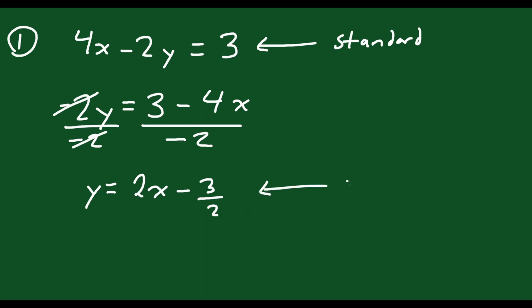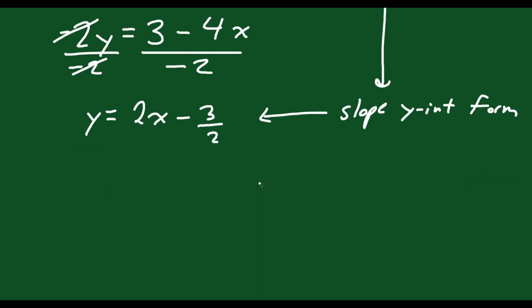So now this is your slope y-intercept form. So we just went from standard to slope-intercept form pretty easily, right? All you have to do is isolate for y. Okay, good. So that's one example.